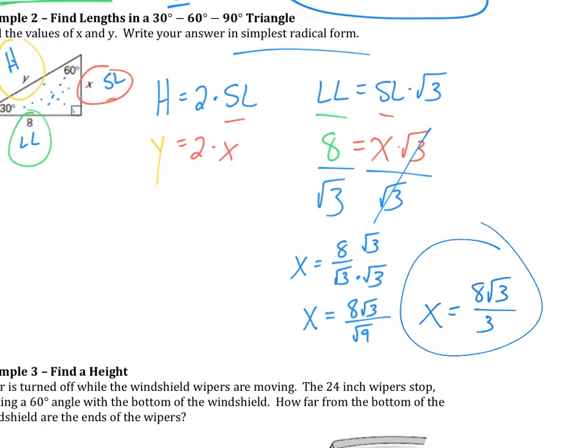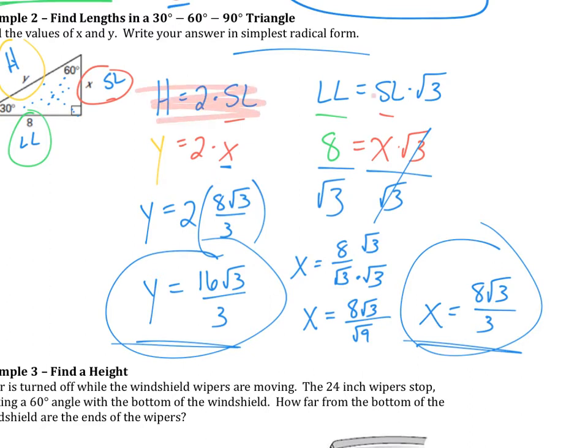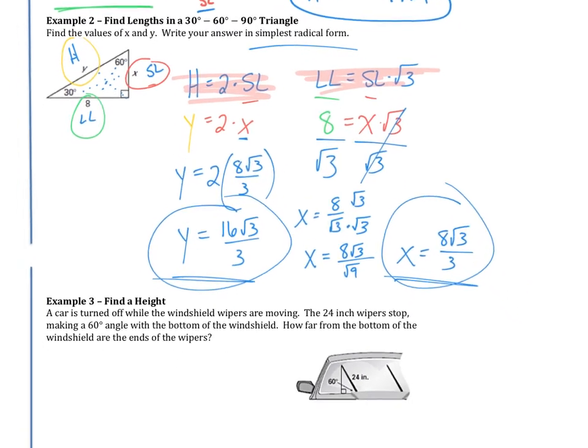Now we take that value and plug it in over here. y equals 2 times x. So y equals 2 times 8 square root 3 over 3. 2 times 8 is 16. So we end up with 16 square root 3 over 3. So we found what y is and we found what x was by using the two equations from a 30, 60, 90 triangle. Okay, and these are a little tricky. The more we do, the better we'll get though.